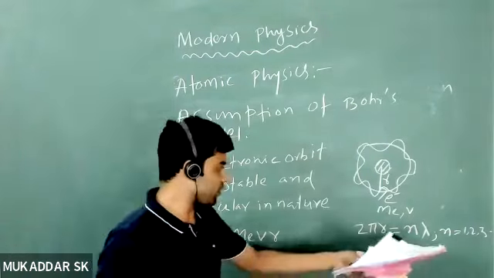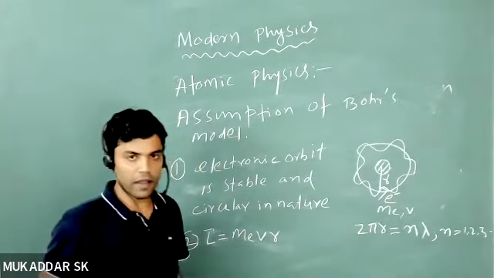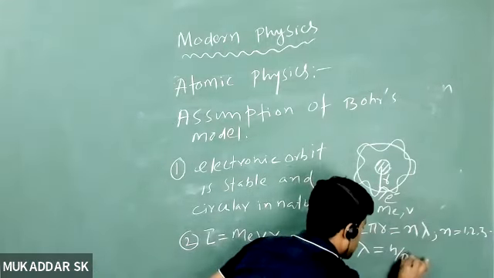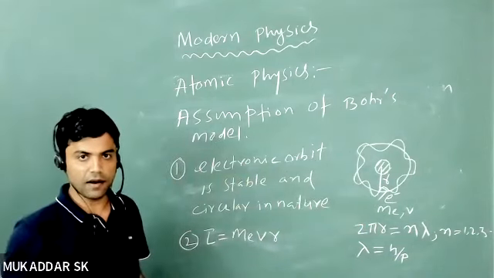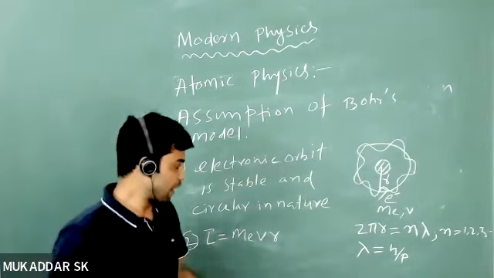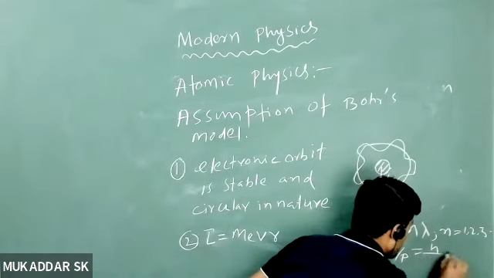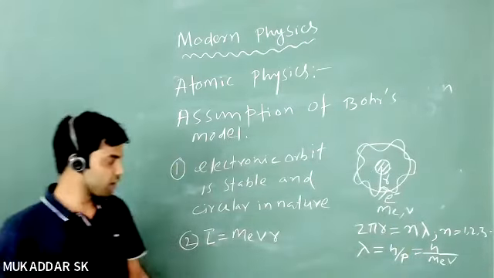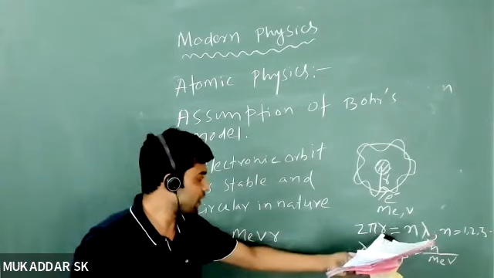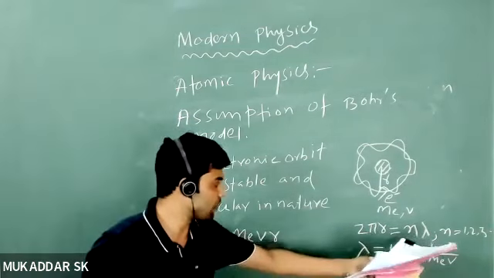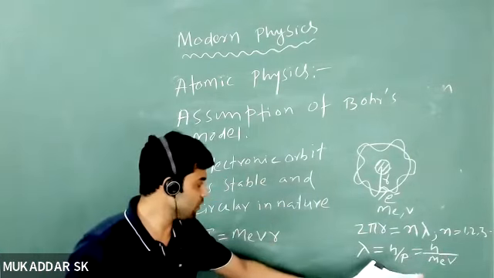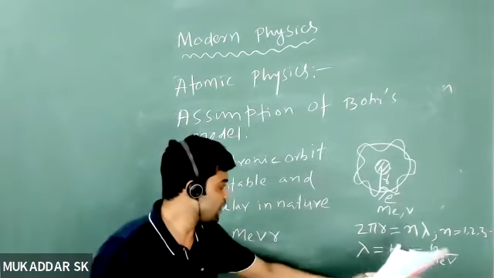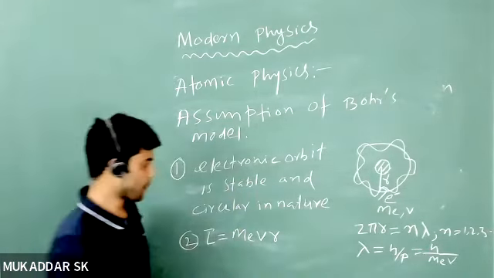So you have 2 pi r equals n lambda. Also, according to the de Broglie hypothesis, lambda will be h by p, right? Please respond in my class. Yes, sir. h by p, and p is simply m_e into v, right? From the first equation, 2 pi r equals n lambda, you get r equals n lambda by 2 pi, and from the second equation, lambda equals h by m_e v, you get v equals h by m_e lambda.